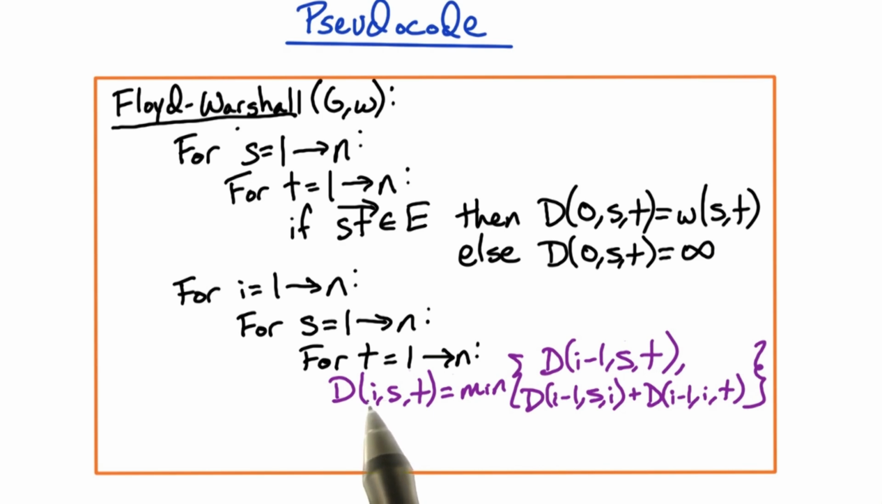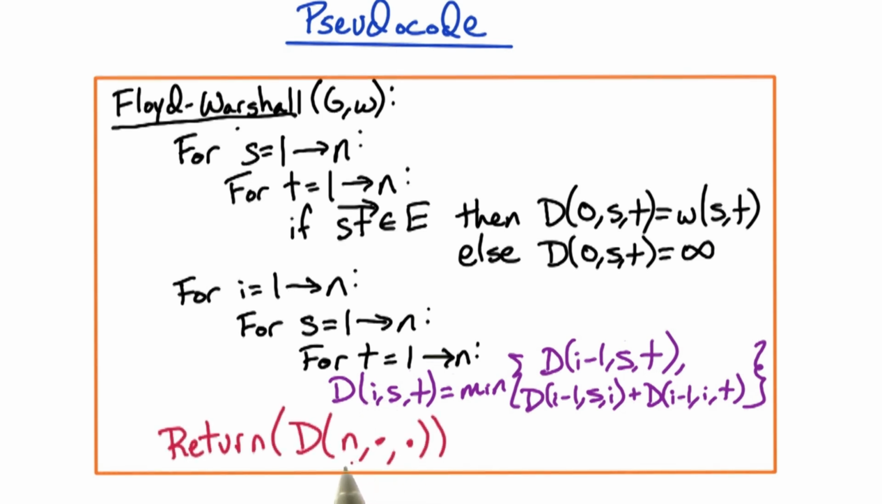We return the case where I equals n. So we return this matrix D of n for all possible choices S and all possible choices T. I put these dots, that signifies we're varying over all possible choices for that index. So we want all possible choices for S and all possible choices for T. If you think of this as a three-dimensional array, then we're returning the slice corresponding to I equals n, which is a two-dimensional array. It has n squared entries. This details the Floyd-Warshall algorithm.